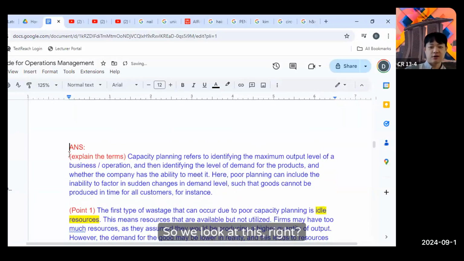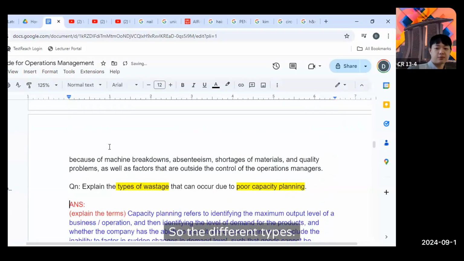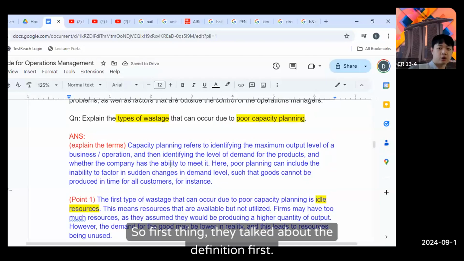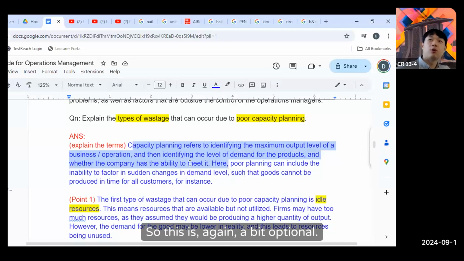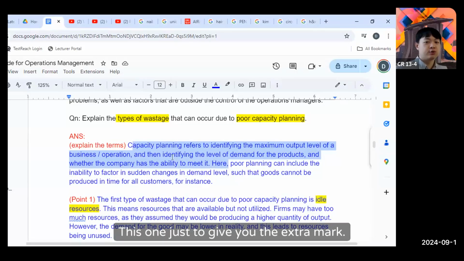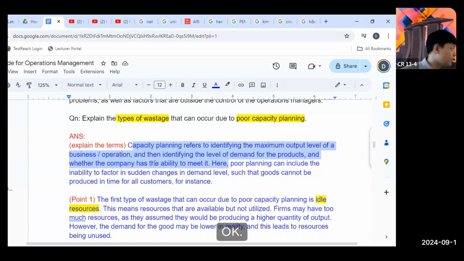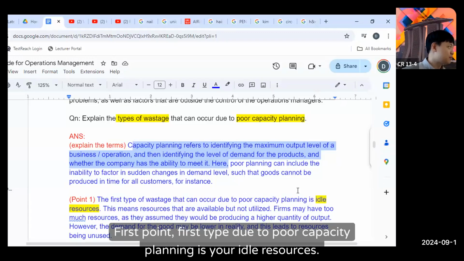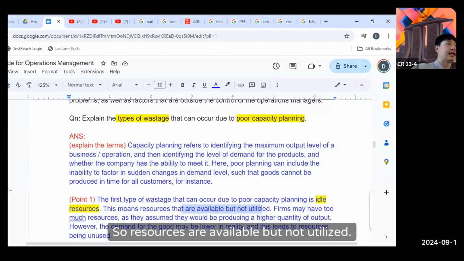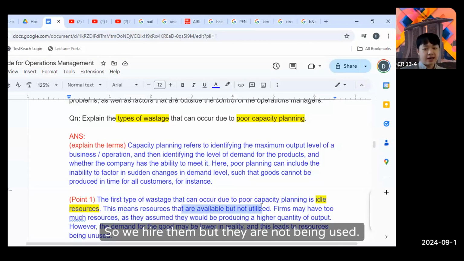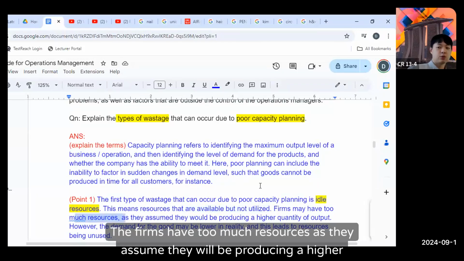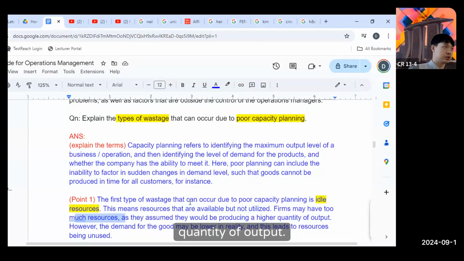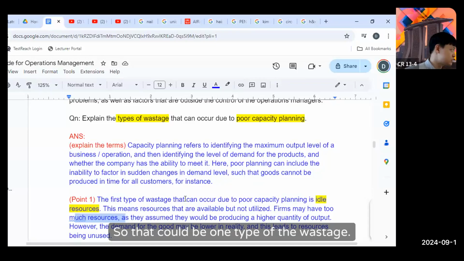Okay, so we look at this, right? So the different types. First thing, they talked about the definition first. So this is again a bit optional. If you don't want to, it's fine. This one is just to give you the extra mark. First point, the first type due to poor capacity planning is your idle resources. So resources are available but not utilized. So we hire them, but they are not being used. The firms have too much resources as they assume they will be producing a higher quantity of output. So that could be one type of the wastage.